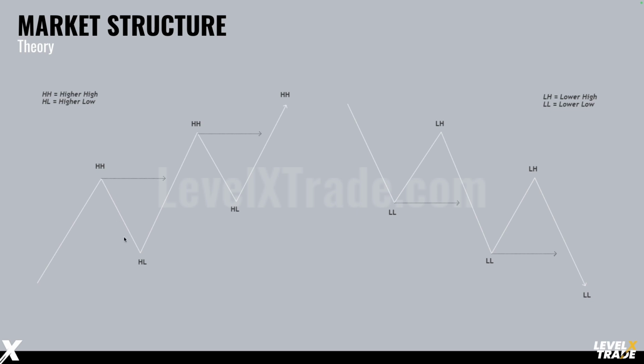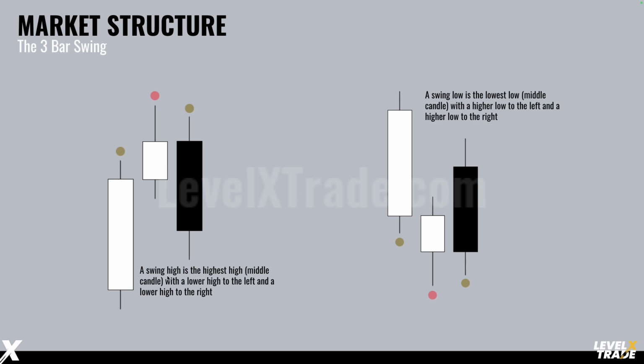Okay, so how do we determine that this is a swing? Okay, this is a low and this is a high. Well, a swing is determined by a 3-bar swing. A swing high is the highest high, the middle candle, right here, the red one, with a lower high to the left. This is a lower high, and a lower high to the right. Okay, so you've got this candle right here. It has to have 3 candles. Then you have this one that formed the high, and this one that didn't go above this high.